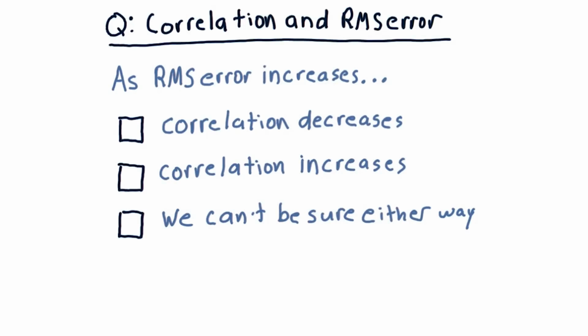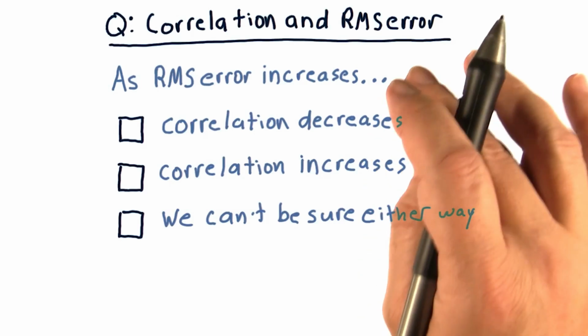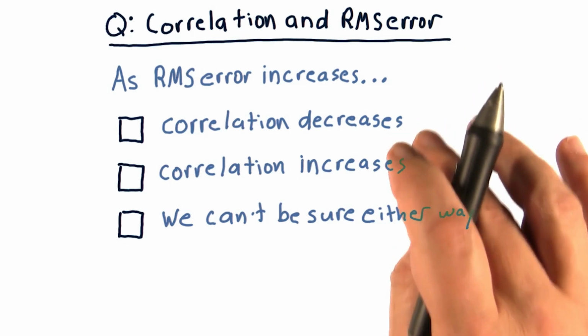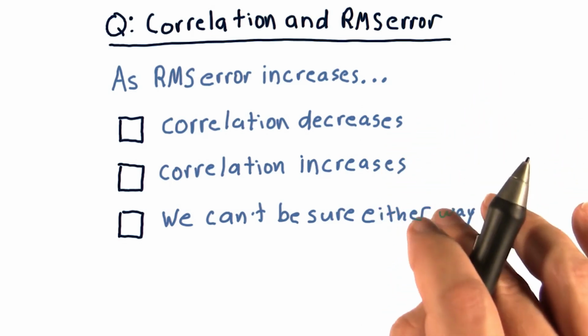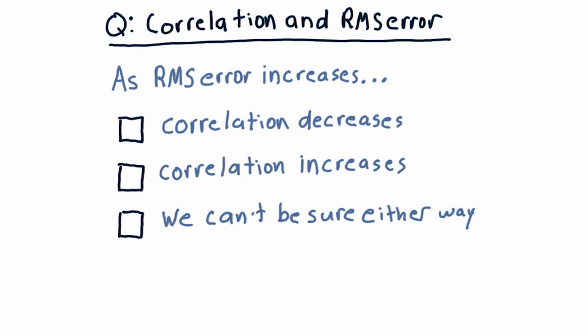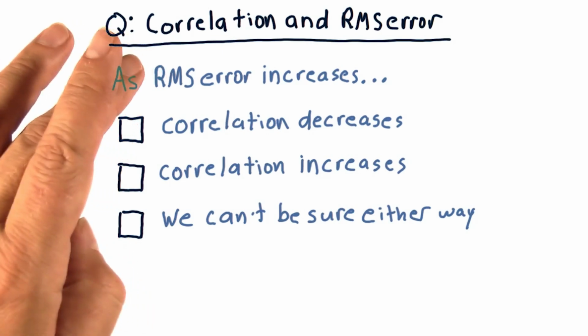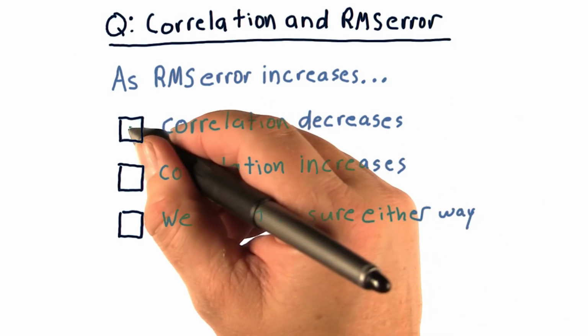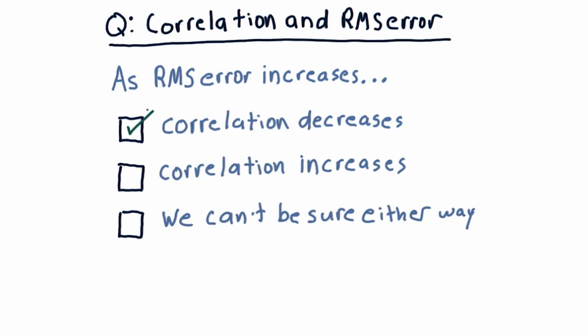I want you to think now about the relationship between RMS error and correlation. And in particular, I'm talking about correlation between our predicted result and the actual result. Do you think that as RMS error increases, correlation would decrease, correlation would increase, or we can't really be sure? So in most cases, in fact, almost all cases, as RMS error increases, correlation decreases. So this would be a reasonably correct answer.